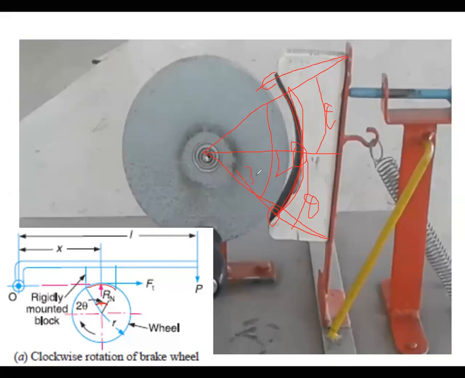Say for example this is 30 degrees and this is 30 degrees. So 2 theta is equal to how much? 30 plus 30, 60 degrees. Say in some cases it would be 45 degrees, so 2 theta is 90 degrees. Like that, we have to consider 2 theta here.